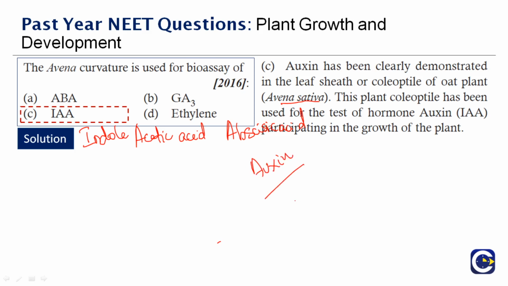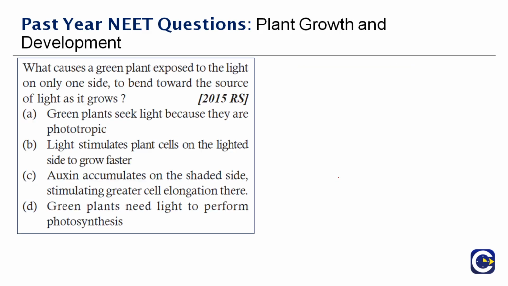What does an auxin do? It helps in growth, and you have many other functions also related to it. Therefore, the correct answer to this question is option C, IAA, which means indole acetic acid. Okay, next question here. What causes a green plant exposed to the light on one side to bend towards the source of the light as it grows?